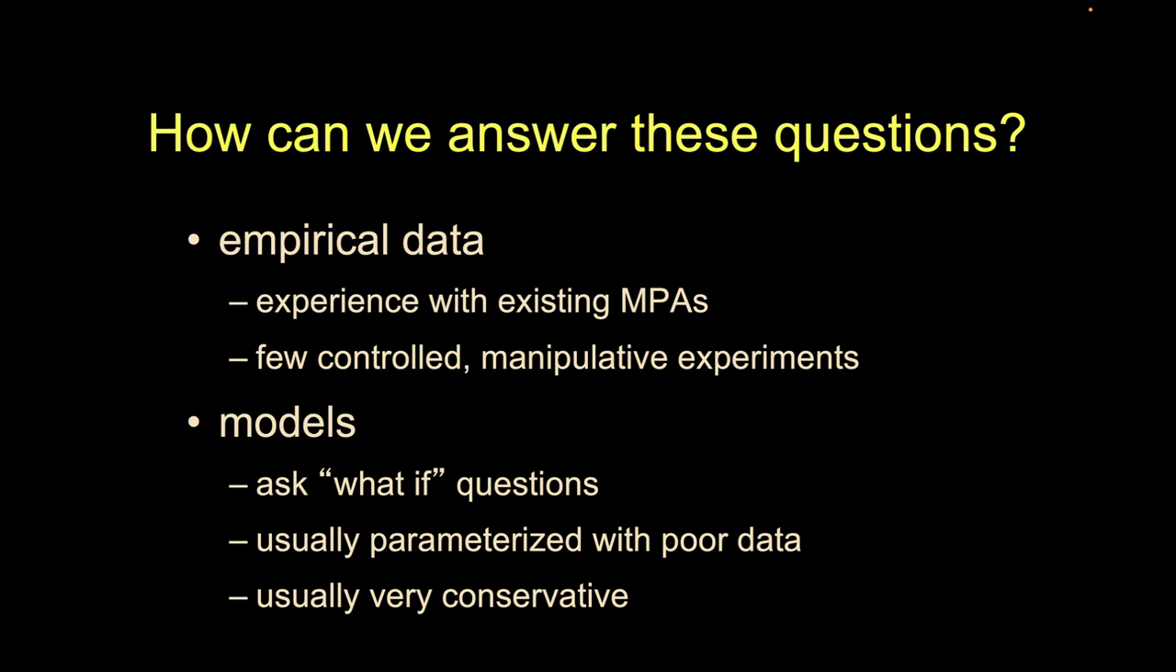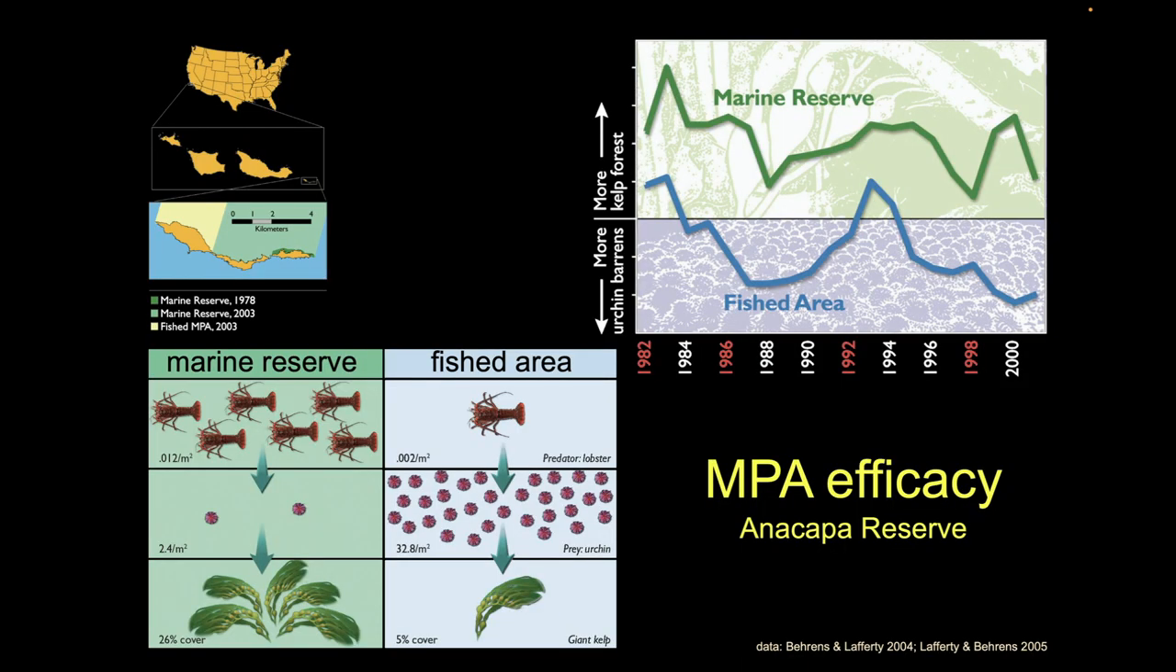But again, that Anna Kappa example I told you about, the reserve wasn't some random spot. This was picked because it was a good place for kelp. So how do we disassociate the inherently good place for kelp versus now adding on the changed exploitation level? I mean, it's possible, and people do this, but it's not as clean.